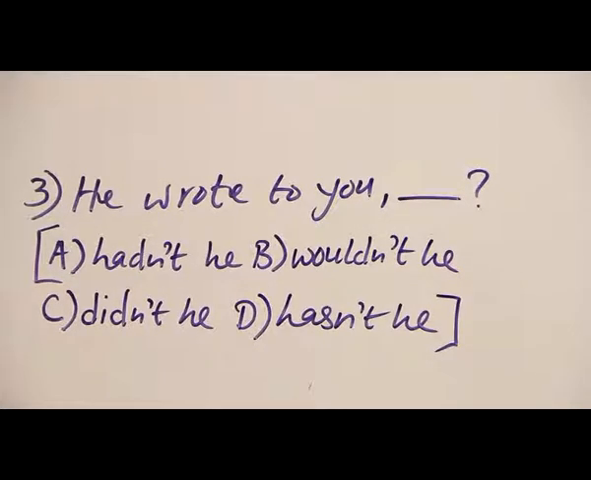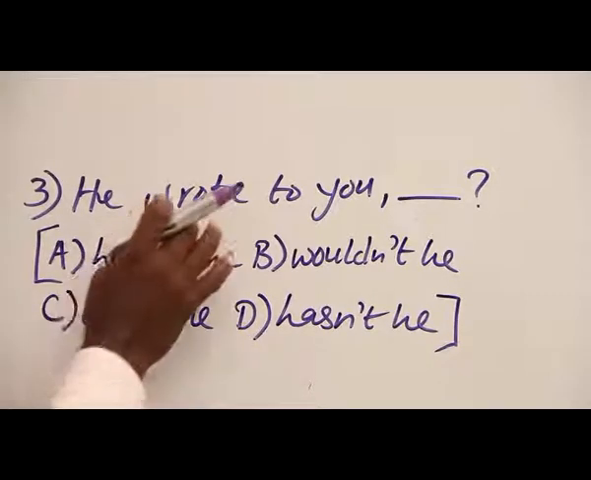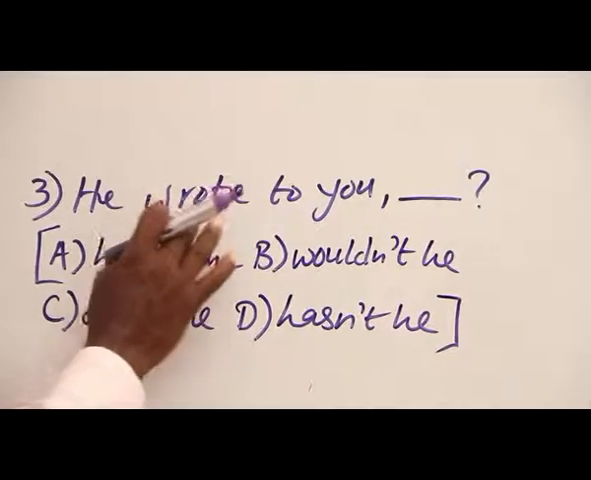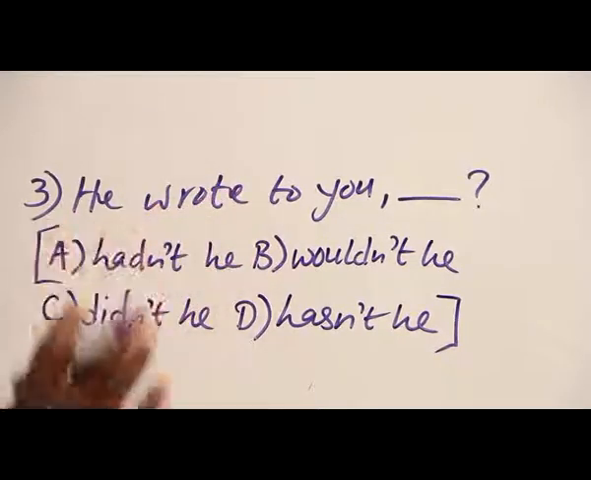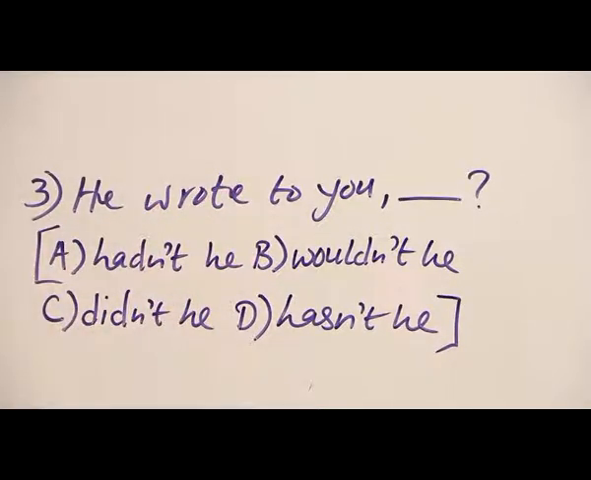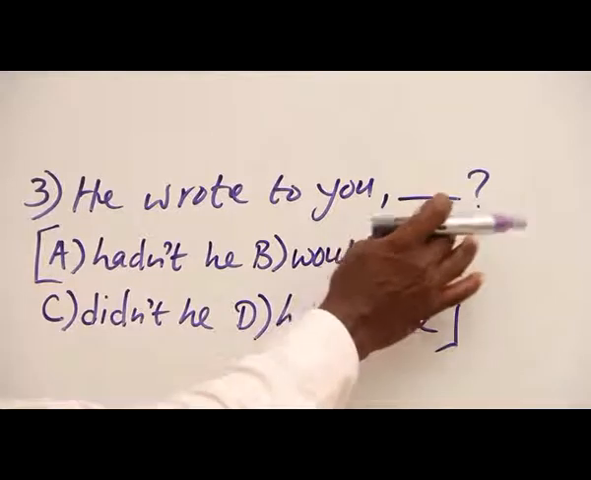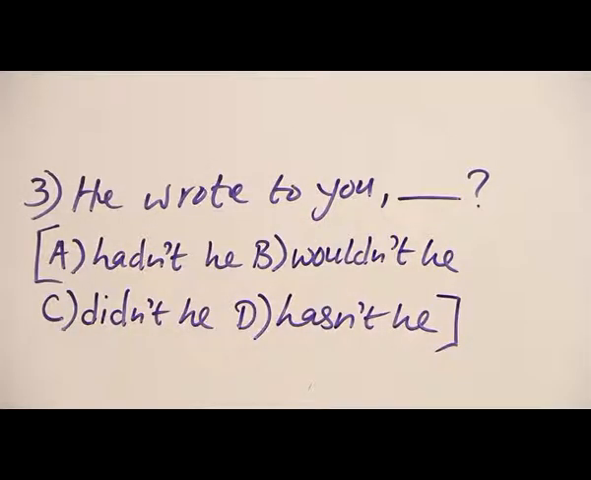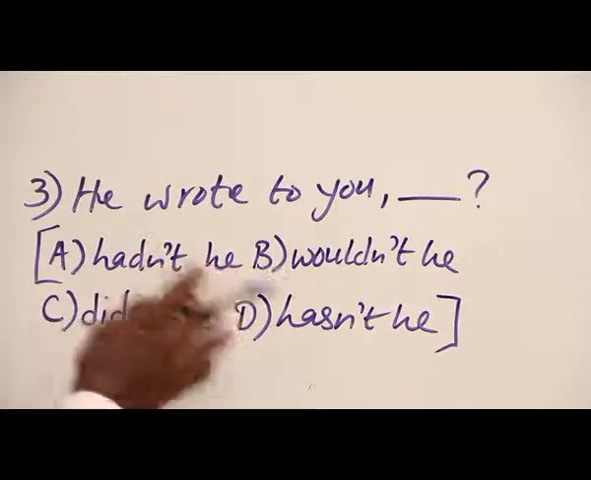Remember what was mentioned during the hint. First, you have to look at what we have here: it is positive. He wrote to you. There's no negative particle there. So every option is negative. So our tag has to be negative, and all the options are negative. So we can't use that to remove any option. All right, we'll take another line.